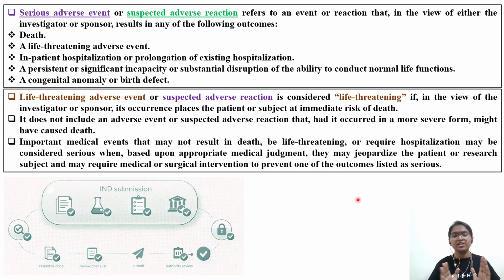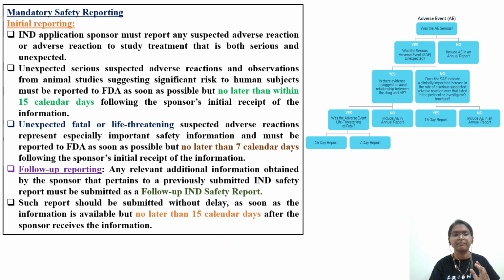So again, I'm saying it might be difficult to remember everything. You go through these notes twice or thrice, then you will understand what the life-threatening adverse events or suspected adverse reactions are. And when you read, try to compare them with the examples, then you will be able to remember it. Okay, so now we'll see mandatory safety reporting.